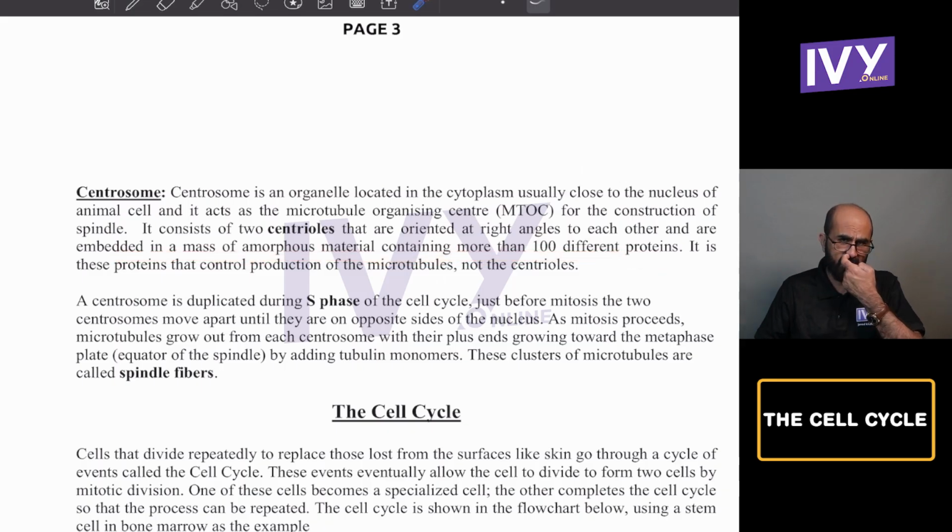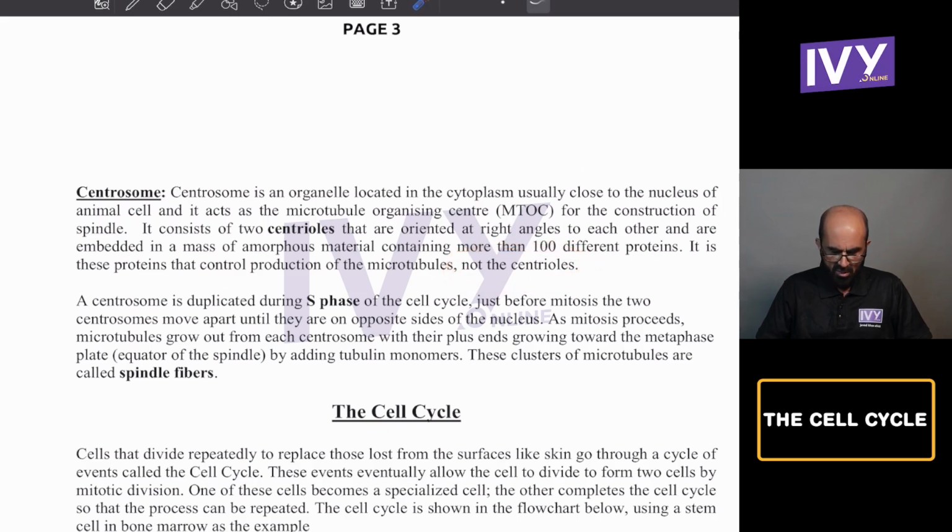Maybe the spindle fibers are arising from some other protein in the nucleosome. So any one of the proteins, either from the centriole or from some other protein, but since all these are located inside the centrosome, it's obvious that the centrosome is involved in the formation of spindle fibers. It is these proteins that control production of the microtubules, not the centriole actually.